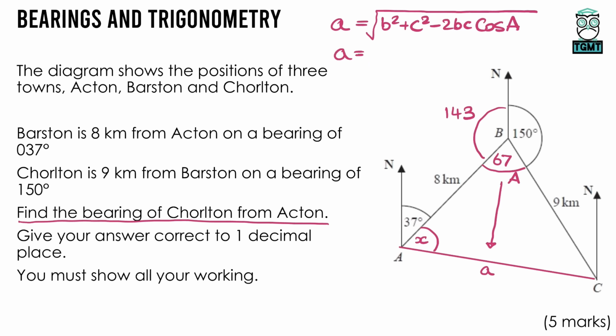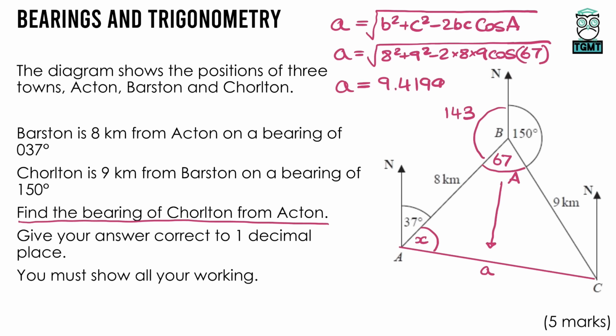So the value of A will be the square root of, and we have 8 squared plus 9 squared minus 2 times 8 times 9 cos 67. So if we type that into our calculator, the square root of 8 squared plus 9 squared minus 2 times 8 times 9 cos of 67, we get A is equal to 9.4199. And that's our length down here, so 9.4199.